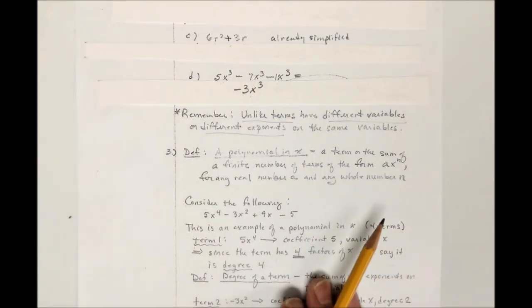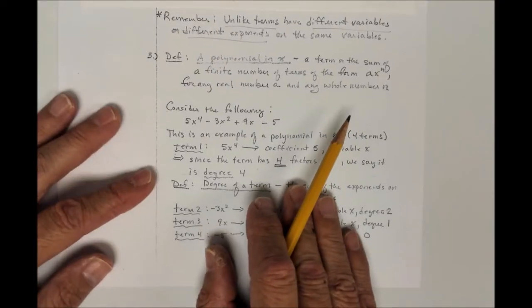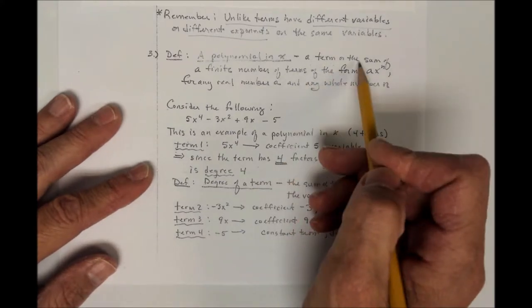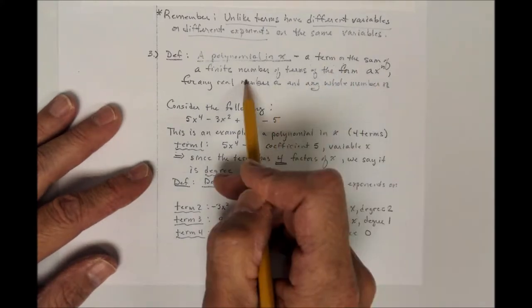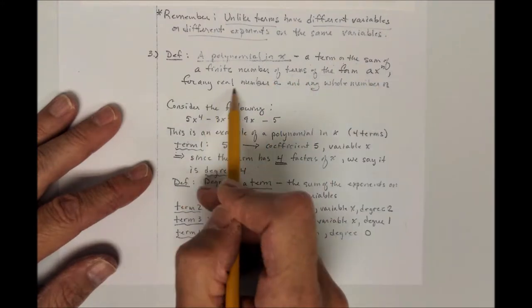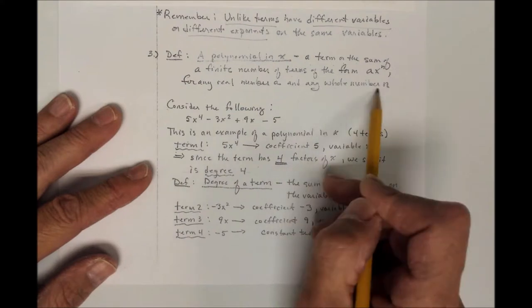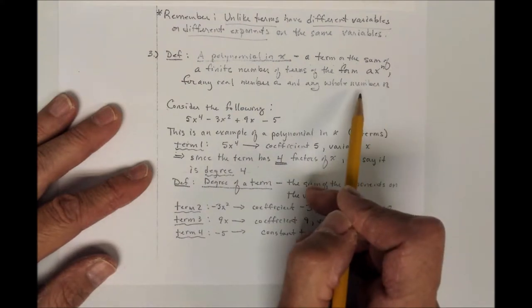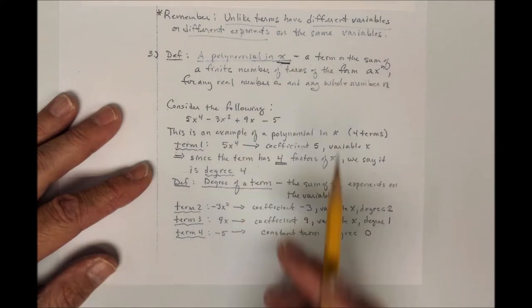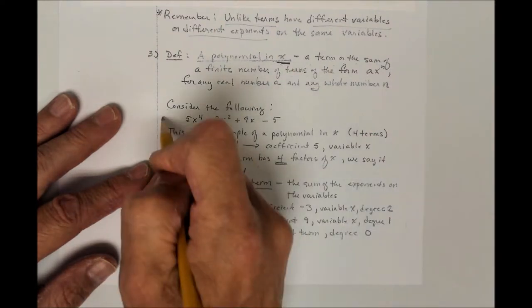Okay, now kind of a neat definition here. A polynomial in x: a term or the sum of a finite number of terms of the form ax to the n for any real number a and any whole number n. That's kind of a fancy definition. What it's going to look like is a whole bunch of terms combined, added and subtracted, that all have the same variable, in this case the variable x, because it's a polynomial of x. Here's a great example of a polynomial of x.